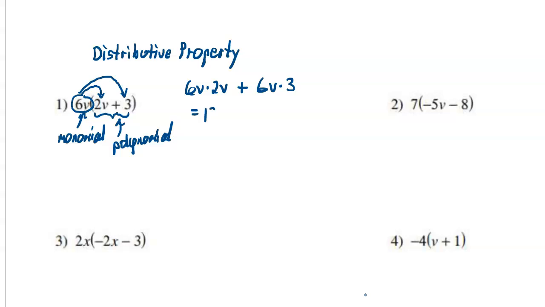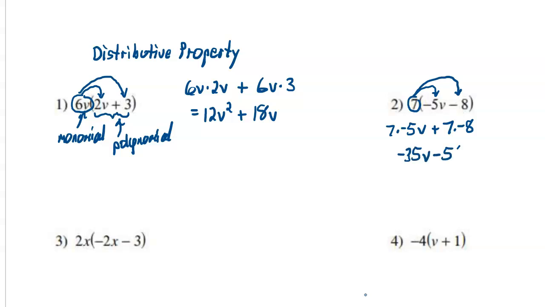6 times 2 is 12. V times v is v to the second power. 6 times 3 is 18, and there's a v. Number 2 has the same structure. You take the 7, multiply it to the first term, and then again to the second term. So writing it out, the 7 gets multiplied to the negative 5v. And then the 7 gets multiplied to the negative 8. This is negative 35v minus 56.